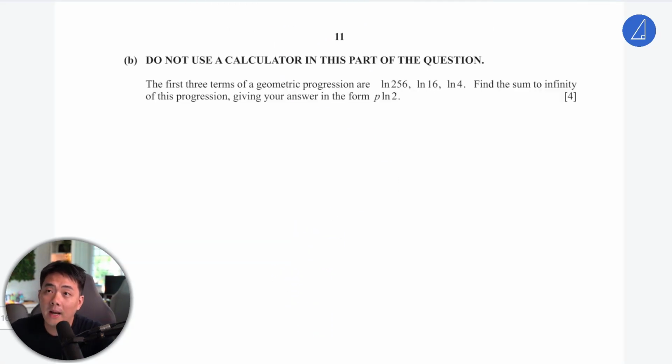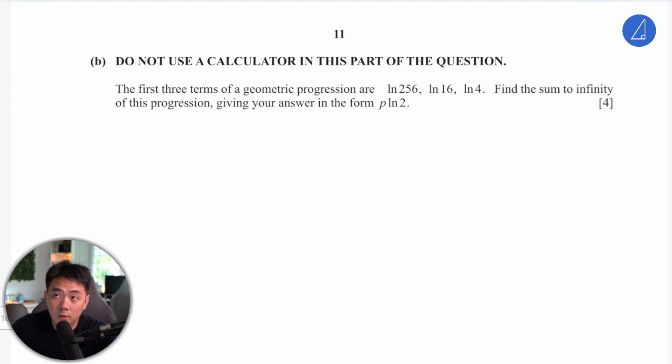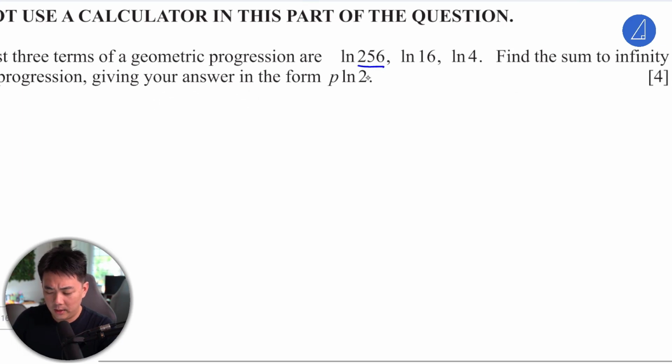After which we have got part B. So we were told not to use a calculator for this part of the question. Find the first 3 terms of a GP. The first 3 terms of a GP are given by ln 256, ln 16, and ln 4. Find the sum to infinity of this progression, giving your answer in the form of p ln 2. Now the base here that we're using is 2.